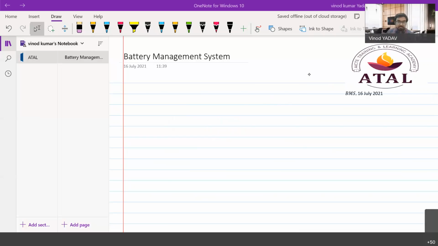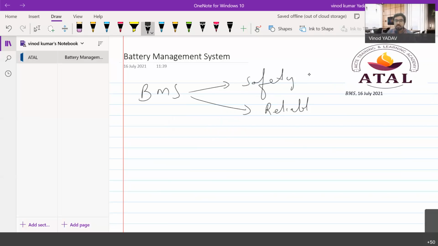Main function, right? One is it works for the safety of the battery and makes the overall system more reliable. Now, when you talk about the safety, what are the areas that it works on for safety purposes? It looks for the overcharge condition, the undercharge condition, and the over voltage and under voltage conditions.